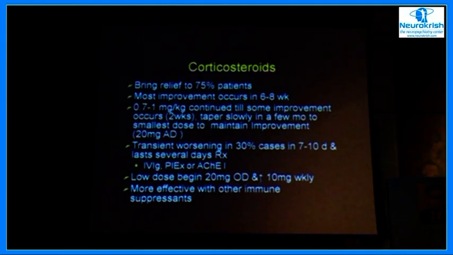Corticosteroids bring relief in about 75% of patients, and most of the improvement occurs in 6 to 8 weeks. You can start low dose or high dose. If we give high dose of steroid, there is a 30% chance of worsening in 1 to 2 weeks. So our policy is to start with low dose and work it up. And preferably keep the patient in close follow-up, because sometimes patients become worse after steroids. And in that case, one has to use IVIG and plasma exchange.